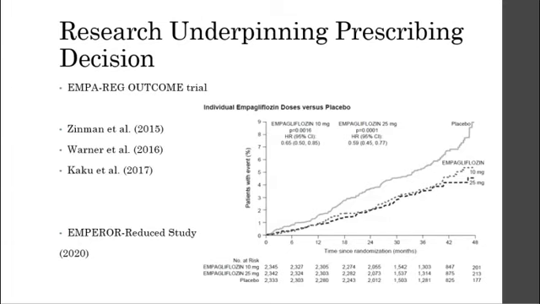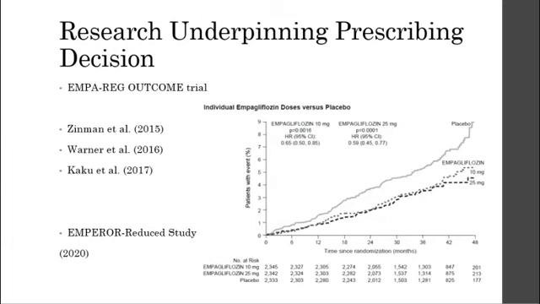Wanner et al. 2016 determined the long-term renal effects of empagliflozin secondary to the EMPA-REG OUTCOME trial. They concluded that in patients with type 2 diabetes and a high cardiovascular risk, empagliflozin was associated with slower progression of kidney disease and lower rates of clinically relevant renal events than the placebo when added to standard care. This helped me with my prescribing decision as the patient had CKD2.